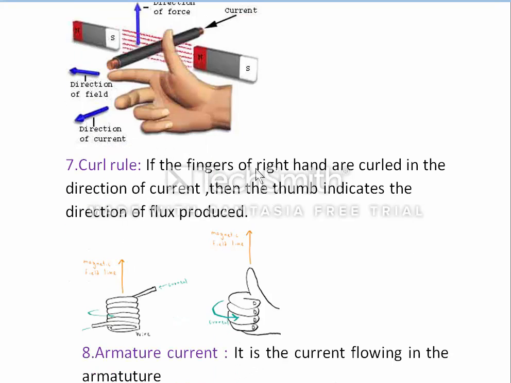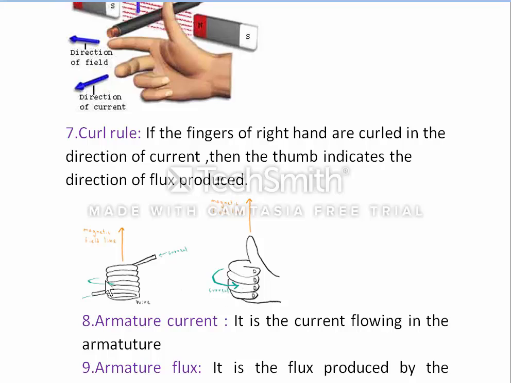Next, curl rule. If the fingers of the right hand are curled in the direction of the current, then the thumb indicates the direction of the flux produced, like this. So this is the current direction. The fingers are curled like this, then the thumb indicates the direction of the flux produced by this current.